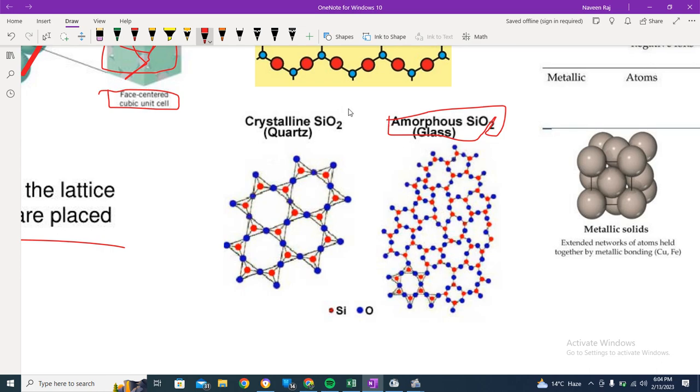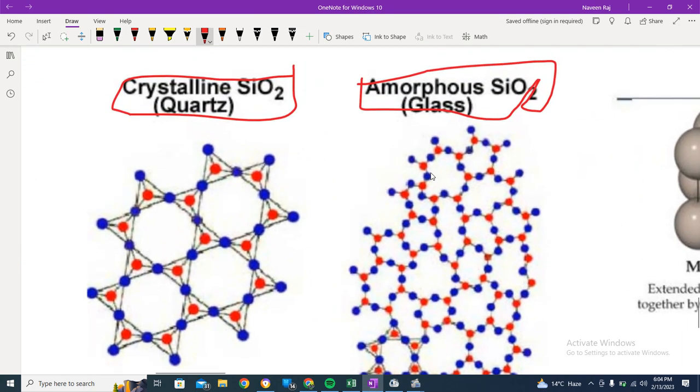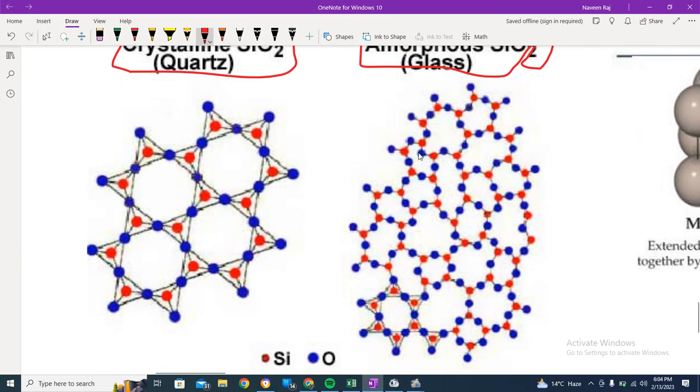You're going to see that in crystalline SiO2 quartz, what is this? You're going to see a particular geometry, but if you zoom into it, this is not the same. You're going to see that this is the first shape, and this is the second shape. Probably I'm changing the marker to make it more clear. This is the first shape, right, and this is the second shape, right.